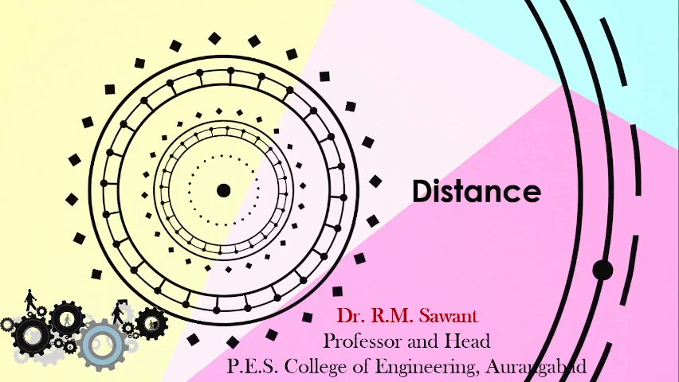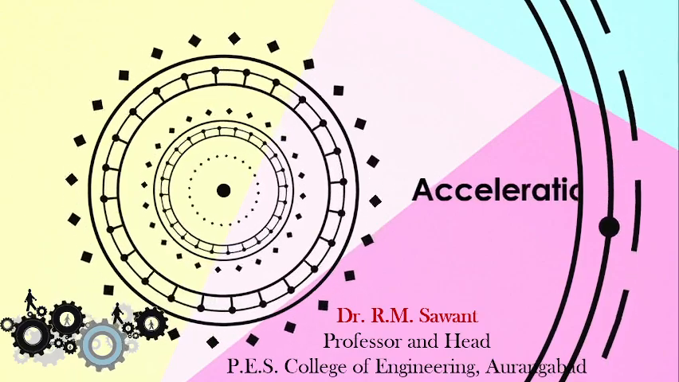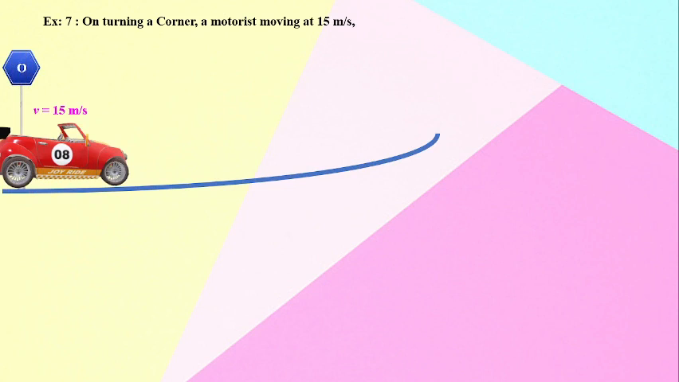So here we have one more problem on motion with a uniform acceleration in the horizontal direction. On turning a corner, a motorist is moving with 15 meter per second, meaning on a particular curve a motorist is moving with a velocity of 15 meter per second. This is a car which is going to move along a curve.